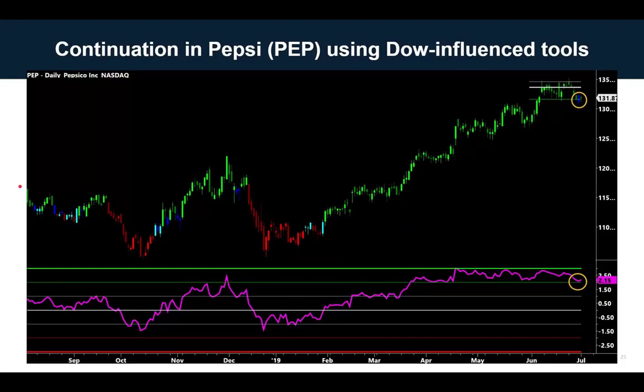And I love this example because this is one I did just today. This was a trade we did in the room, and this was in Pepsi. Now, Pepsi always cracks me up because a lot of folks don't realize that Pepsi is actually more heavily weighted within the NASDAQ than Adobe, PayPal, Netflix.